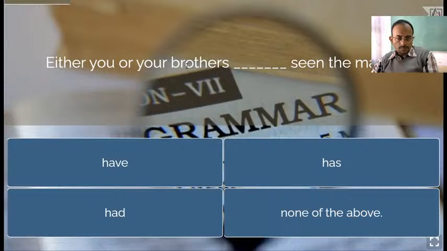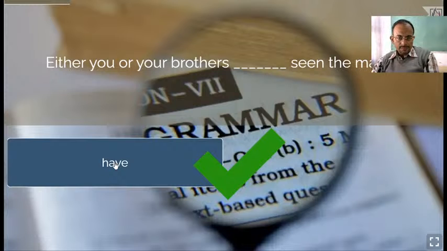So Mayur, Ashutosh, it should not be had. Sadvika and Uday are correct. So it should be have. Either you or your brothers. Always remember that when two subjects of different persons are connected by or, nor, then the verb will agree with the plural subject. So the plural subject is your brothers, right? As is given here. So the verb will agree with the plural subject. Either you or your brothers have, a plural verb. Therefore have is the correct answer.